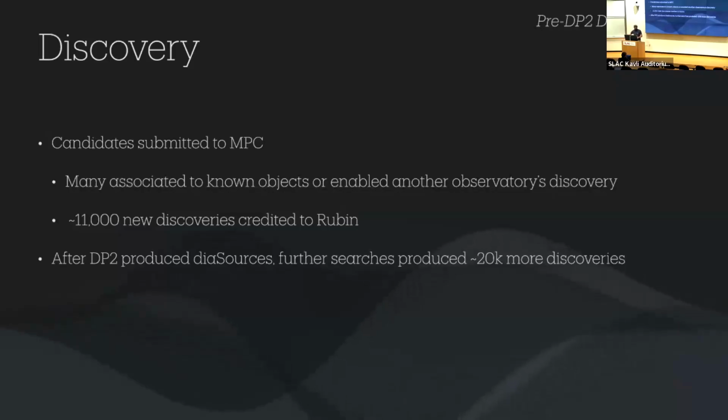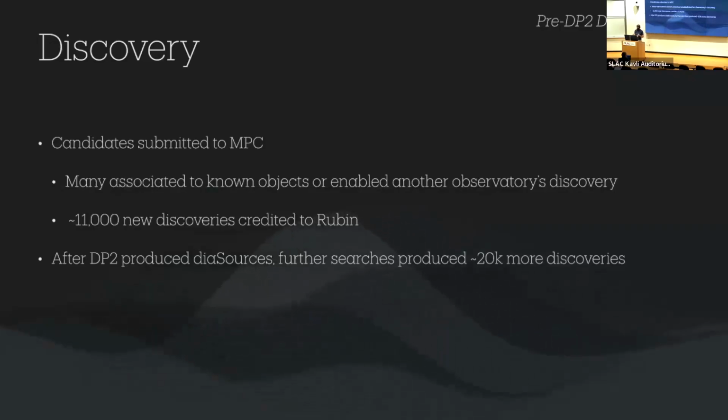These went into the Minor Planet Center. We pulled them down on March 13th, associated them in DP2 to known objects. But once the DP2 DIA sources were created, we also went through, again, and searched those DIA sources with these same algorithms. And in that search, we found an additional 20,000 asteroids.